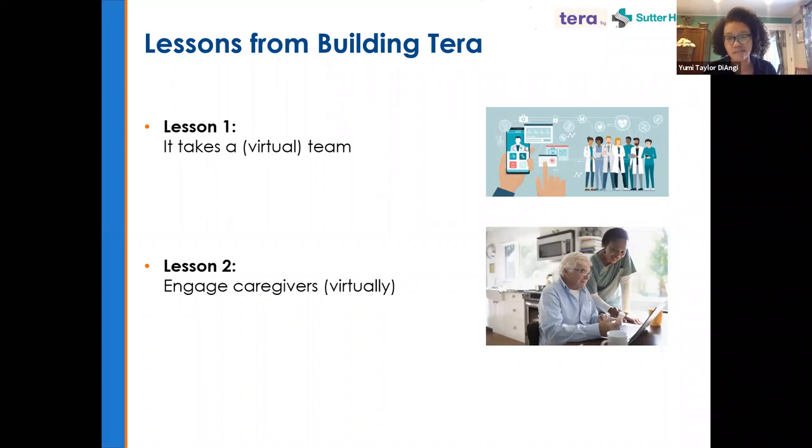One of them for us has been proxy access. So if you're messaging with the patients, you want the caregivers to be able to have proxy access to their medical records. It's a really seamless way to do that.